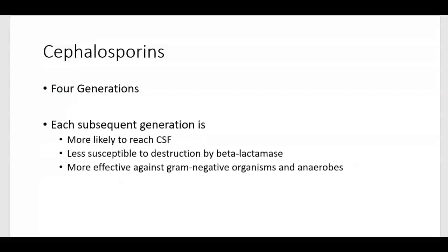Sometimes you hear about medications that have different generations. So first generation, second generation, third generation, fourth generation. The higher the number, the more recent the medication was developed. Basically, these newer medications are developed for some sort of reason. So each subsequent generation of cephalosporin is more likely to reach cerebrospinal fluid, is less susceptible to destruction by beta-lactamase, and is more effective against gram-negative microorganisms and anaerobes.